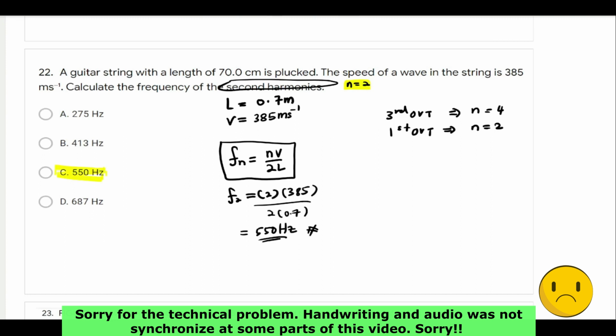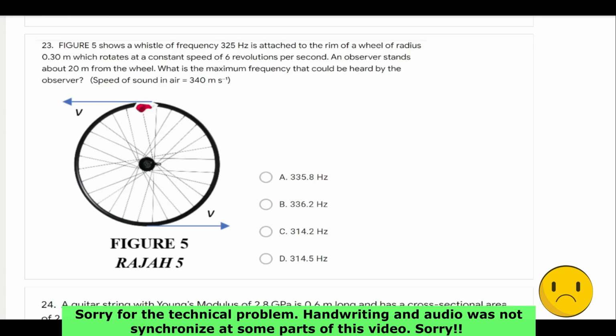Alright, so now let's proceed to the next question. Question number 23. So the frequency of the whistle is 325 Hz, is attached to the rim of a wheel of radius 0.3 meter, which rotates at constant speed of 6 revolution per second. It's given that the frequency of the source is 325 Hz.